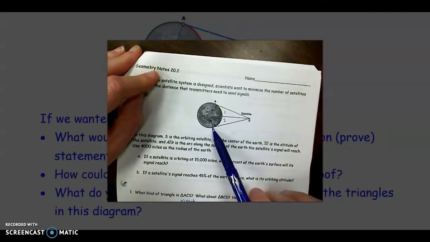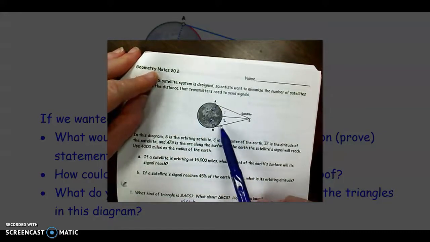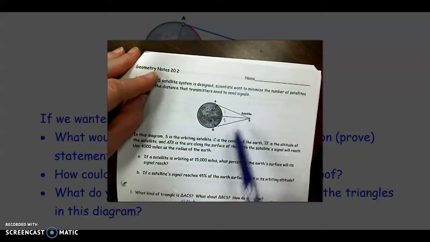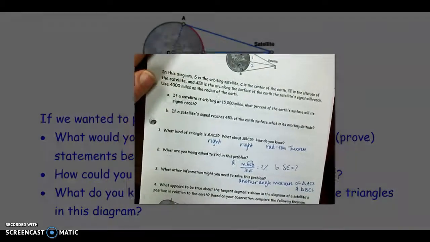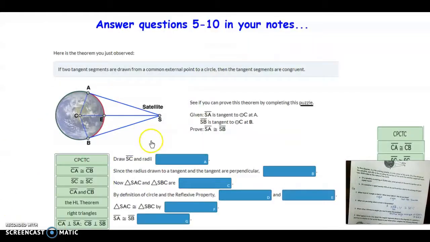That's 2 pieces of information about those triangles, and we know we need a third one in order to prove the triangles are congruent. But notice these 2 triangles have a common side, CS, and so we know that that side is congruent to itself. So that's what we know about the triangle, and that's what we're going to use to actually prove that the triangles are congruent in order to prove that our tangents are congruent to each other.